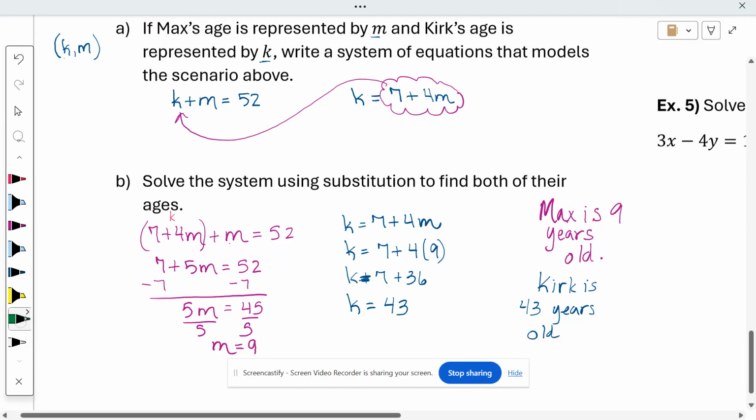Lastly, I'm just going to write this ordered pair, the solution. K is going to come first, 43, comma, 9.